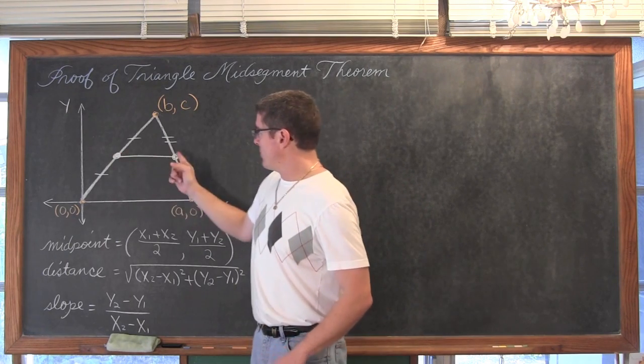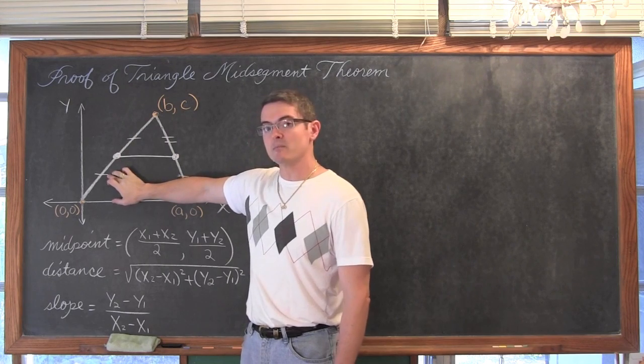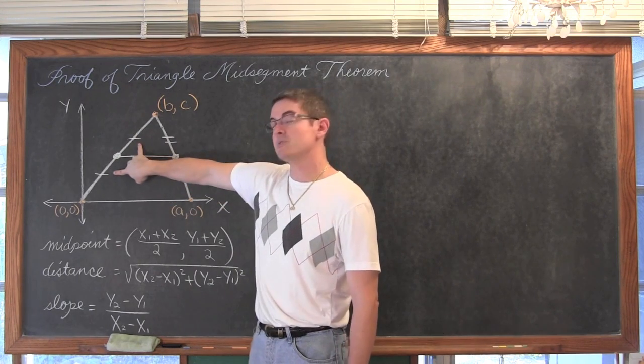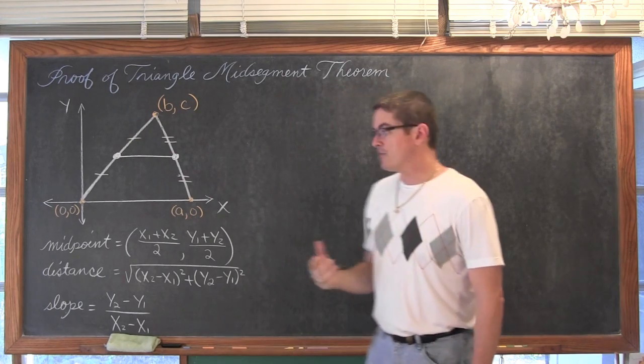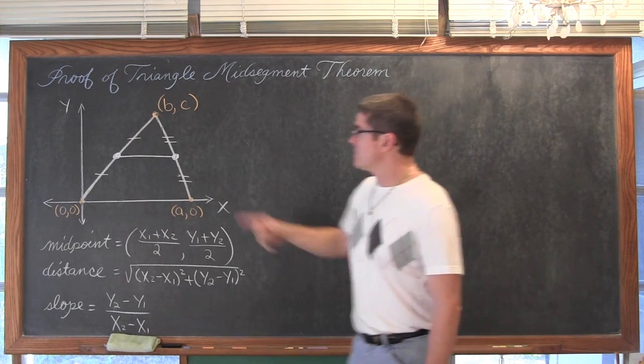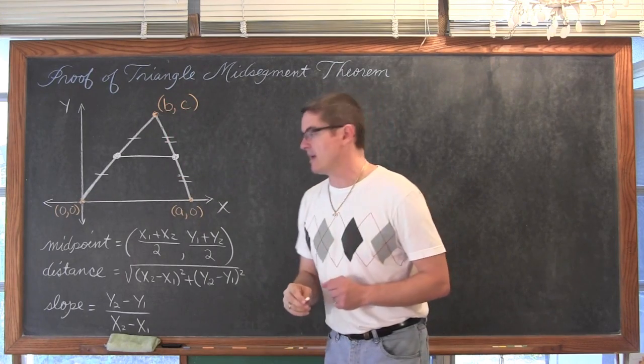So I've got our midpoints marked, and I know I want them to be midpoints because I've got my tick marks here on my segments saying that these two segments are going to be congruent and these two segments are going to be congruent. Well, if they're going to be congruent, then I need to make sure that I do find the midpoint between 0, 0 and b, c, and let's do that now.